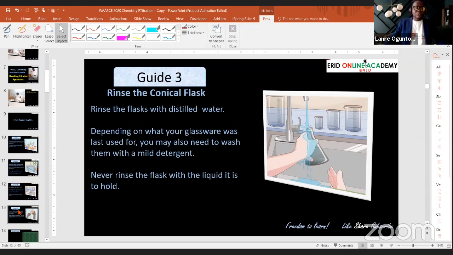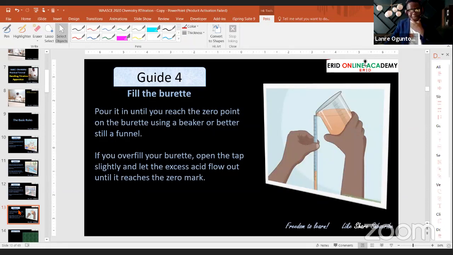Then the next thing will be filling your burette. This is another very important step. Make sure you fill your burette using the beaker or using your funnel. The best is using the funnel. In filling your burette, you fill it to the mark called the 0 centimeter mark, or the 0 mL mark. I will show you very soon how to fill your burette practically. The 0 mark is usually somewhere at the top. So when you are filling, make sure you fill your burette to that point.